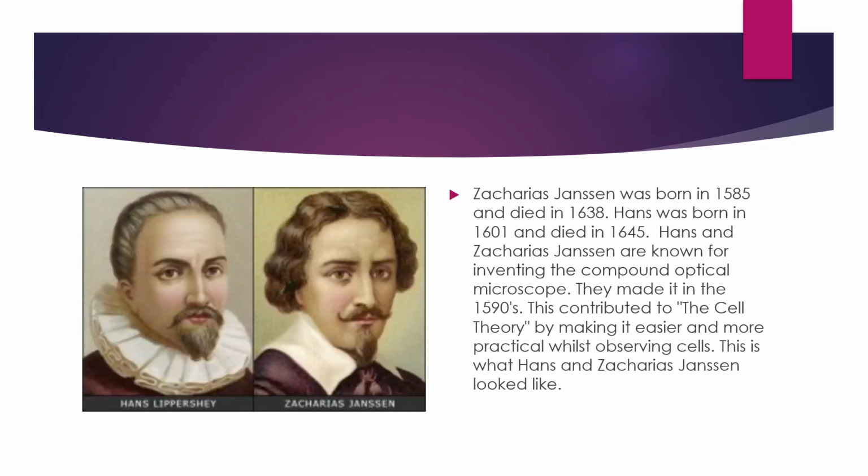Zacharias Janssen was born in 1585 and died in 1638. Hans was born in 1601 and died in 1645. Hans and Zacharias Janssen are known for inventing the compound optical microscope. They made it in the 1590s. This contributed to the cell theory by making it easier and more practical whilst observing cells. This is what Hans and Zacharias Janssen look like.